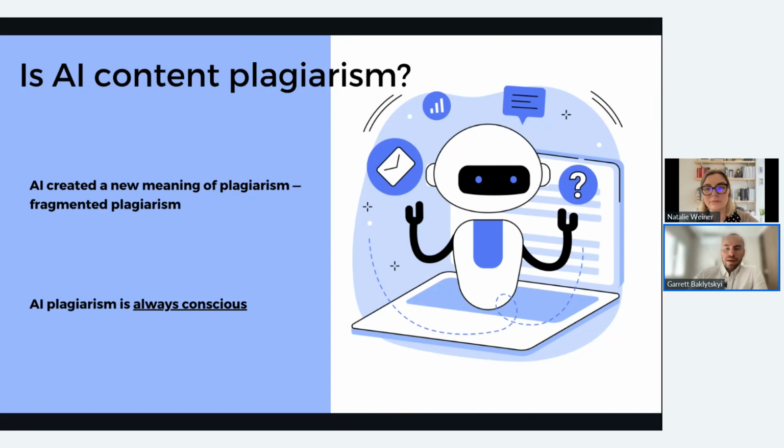And another thing about AI plagiarism is that it is always conscious, because this is an act of copying and pasting text that wasn't written by a student. However, not all students understand that this is the same way of cheating as plagiarism, and they just think that this is some kind of new cool feature that can help them to complete their assignments faster. So students need to be made aware that plagiarism and AI plagiarism have the same consequences.